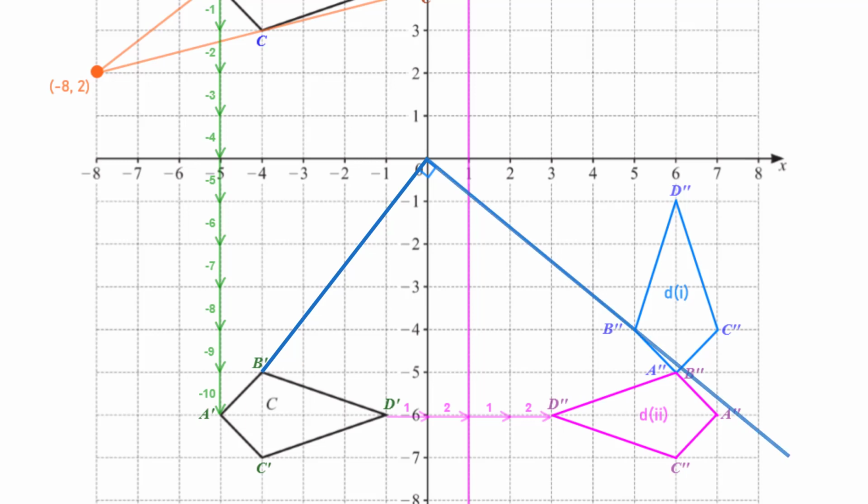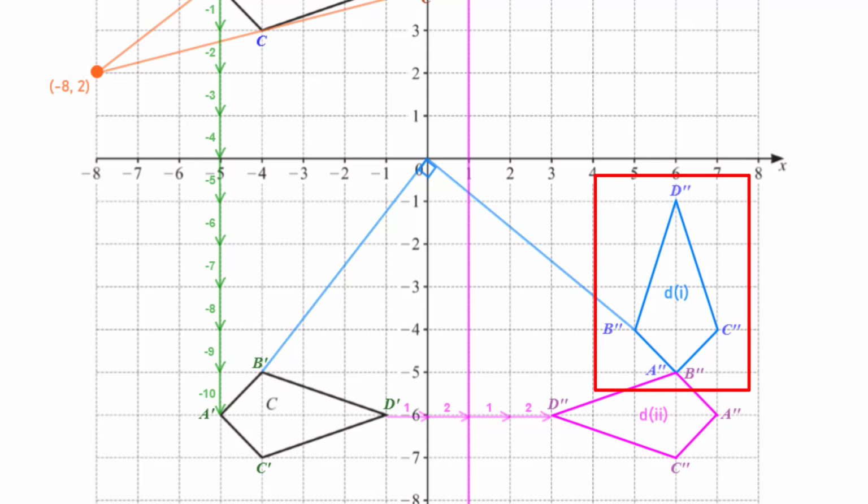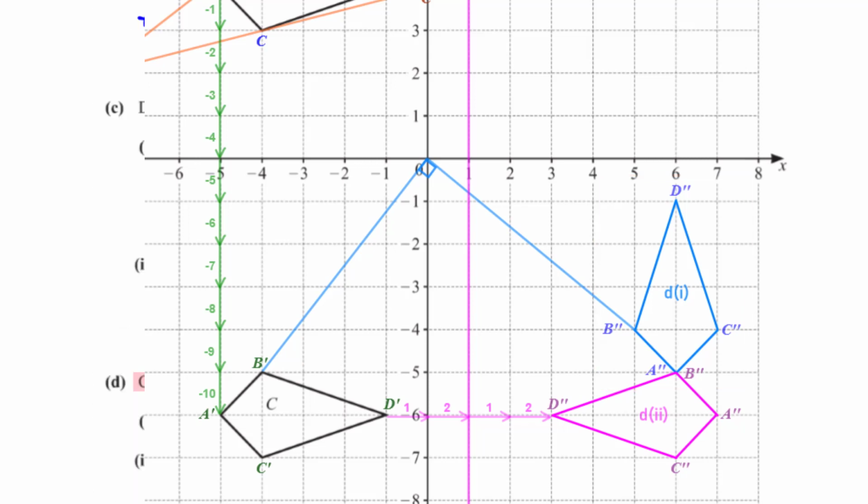From here, we draw a line from the center of rotation, passing through the 90-degree mark. The final step is to mark the new position of point B on this line, such that the distance from its new position to the center of rotation is the same as the distance from the center of rotation to its original position. After repeating the same process for all the vertices on shape C, we are now able to map out the rotated image of shape C.